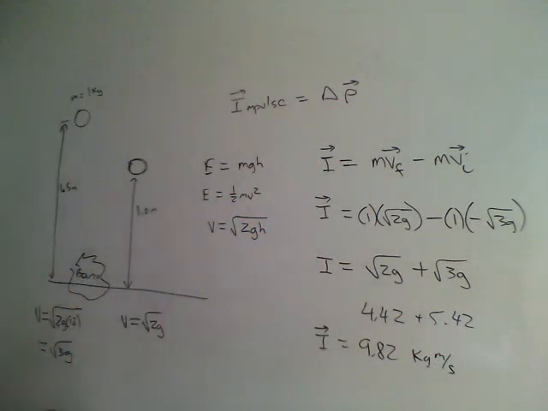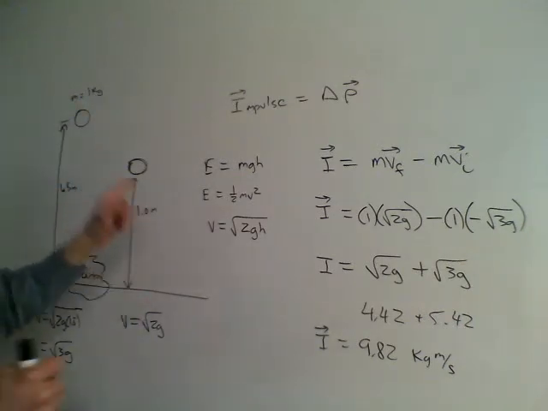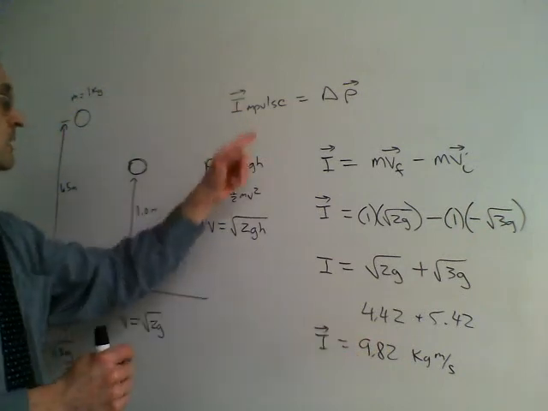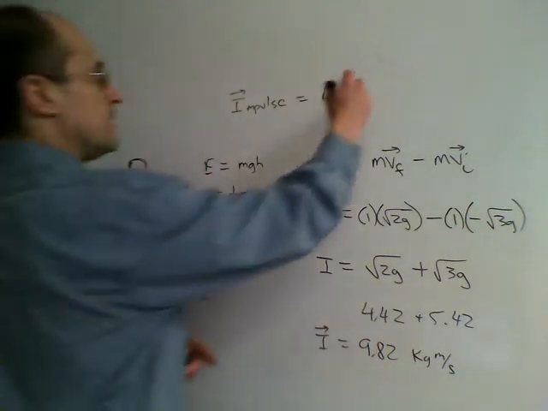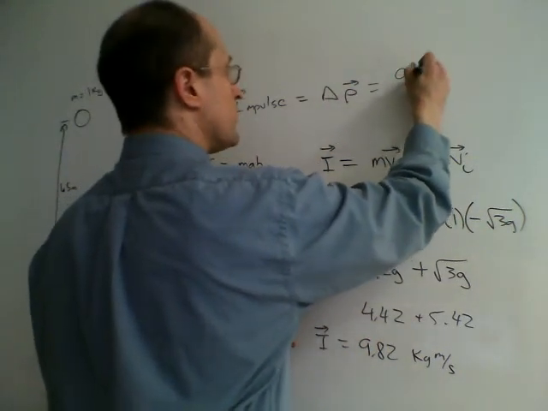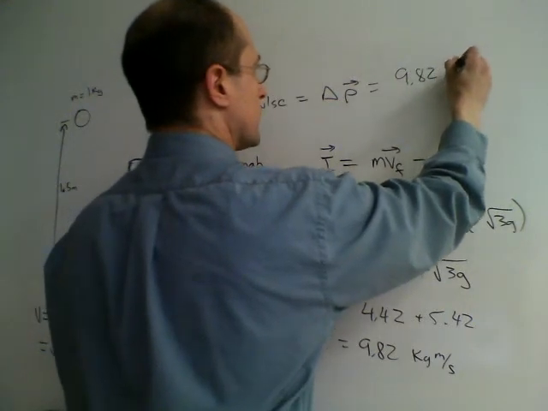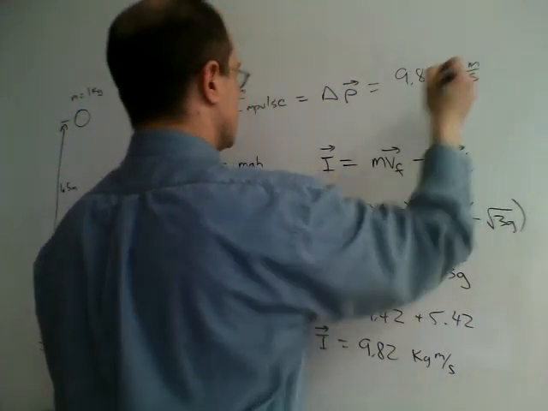And it's positive because when the ball hits the ground, the ball is pushing down, the ground is pushing back up, and the ball gets pushed back up in the positive direction, so the impulse is positive. So our impulse turned out to be 9.82 kilogram meters per second.